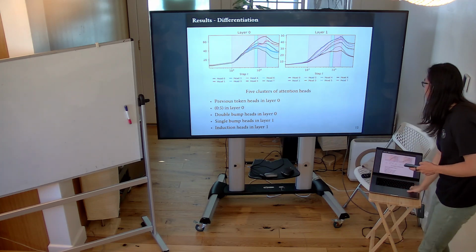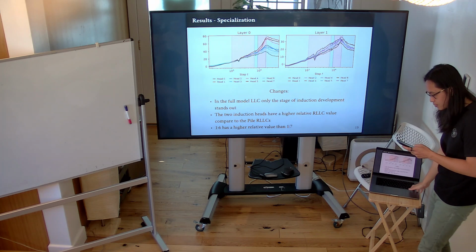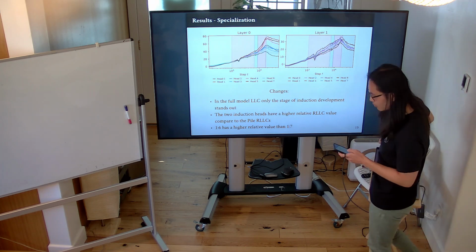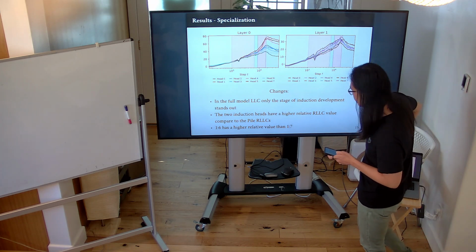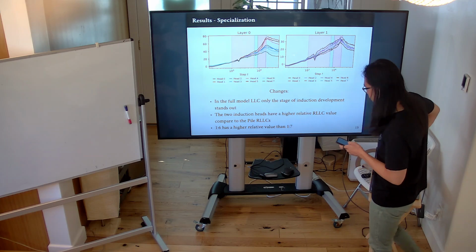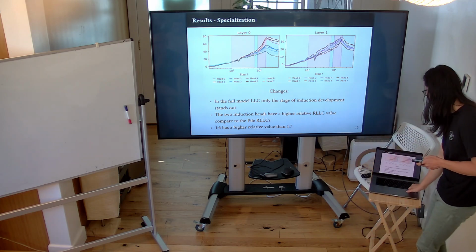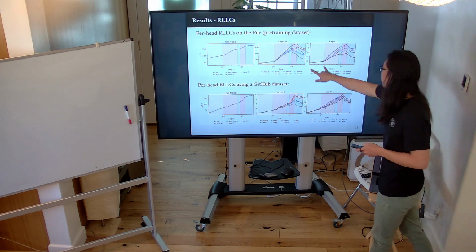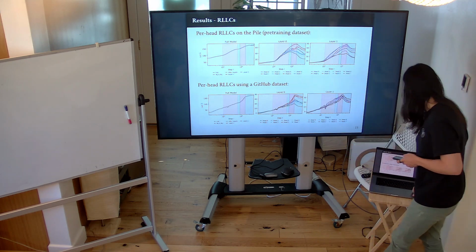Okay, so here are the same weight refinements, but this time we're using the GitHub dataset instead of the Pile dataset. We were previously looking at these two graphs, and now we're looking at these two.